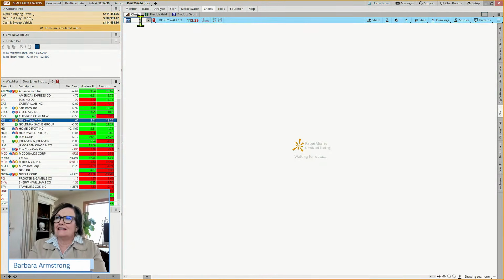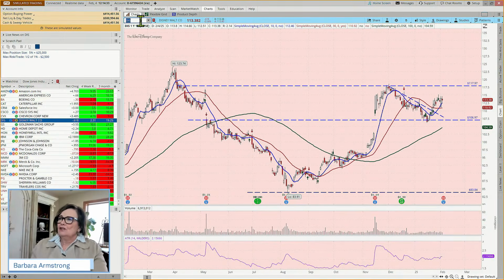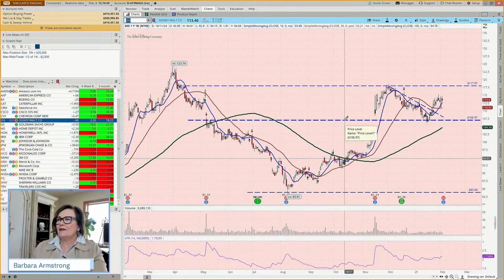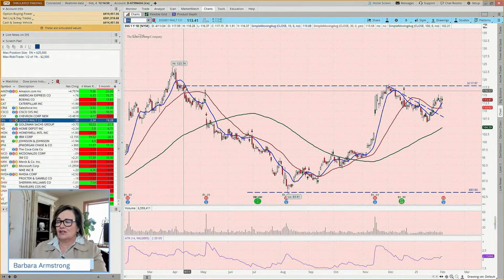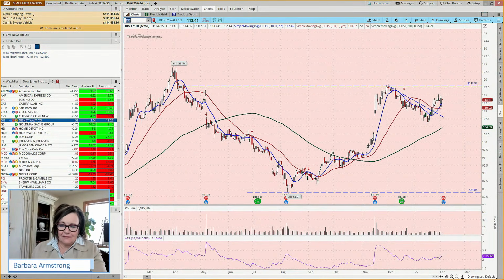So, Disney. With Disney, could we be seeing what we call a cup and handle pattern setting up? And this one would have started forming way back in April of last year. Now, you can use wicks, and some traders do, and some don't. I tend to cut the wicks off just to be more conservative.